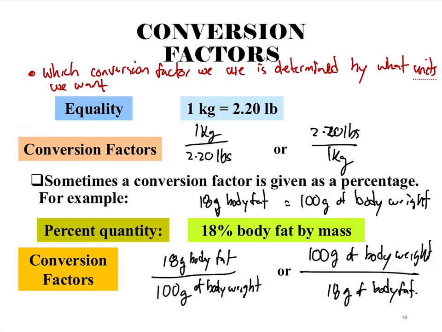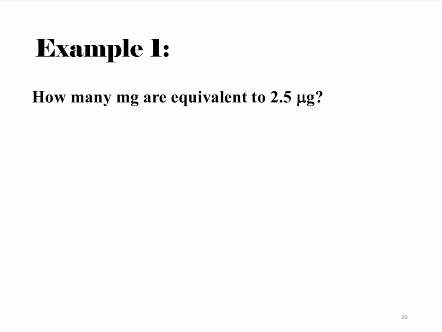Okay. All right, so let's look at this. How many milligrams are equal to 2.5 micrograms? Right? And so if we look at our prefixes, is a milligram smaller or larger than a gram? Smaller, right? A milligram means 1/1000th of a gram, which means that there's how many milligrams in 1 gram?